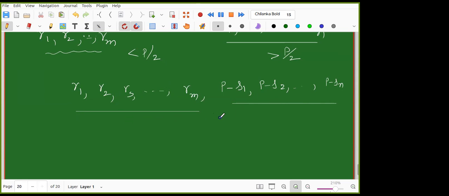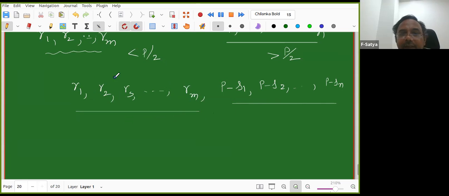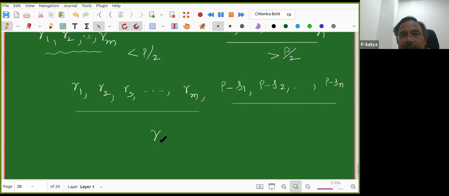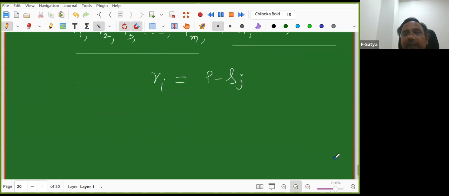To prove that, what is it that I had to prove? See, already these are distinct. What is it that I had to show? They are not equal. If you take anybody from here, they are not equal. So let us say Ri is equal to P minus Sj. I'll get a problem. How will I get a problem with that? I'll stop. That is the last point I want to tell you.